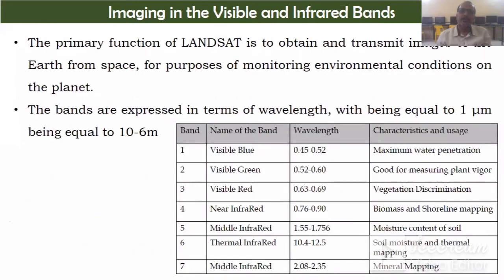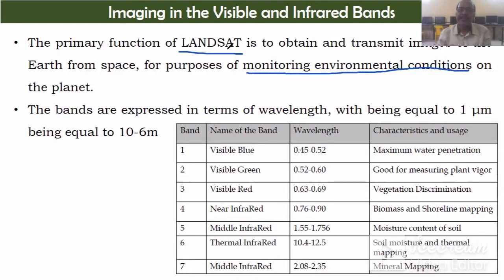Now next, the main function of this infrared or visual band is satellite communication, or use in a satellite. In the previous slide we talked about remote sensing, where a satellite takes a picture of the earth and different processing is done on that picture. One of the main satellites useful for that purpose is the Landsat satellite, which is useful for remote sensing. The primary function of the Landsat satellite is to obtain and transmit images of the earth from space for the purpose of monitoring environmental conditions.